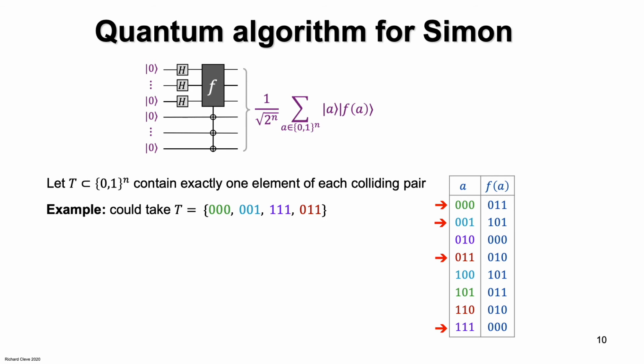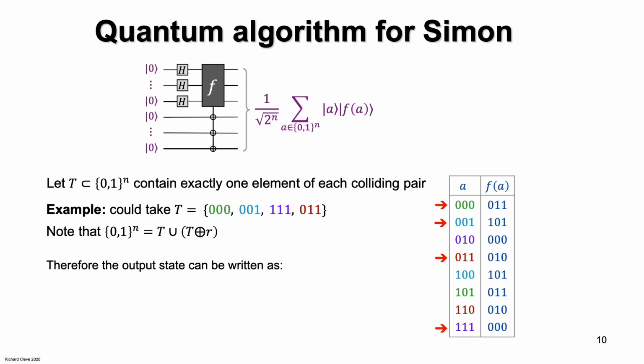Now, notice that for each element A in T, the other element of the colliding pair is A XOR R. We don't know what R is. That's what we're trying to find by the algorithm. But we know that f satisfies the Simon property and that there exists an associated R. Recall that in the example, the R is the string 101. Therefore, if we take all the elements of T and combine this set with all the elements of T XORed by R, then we get all the n-bit strings.